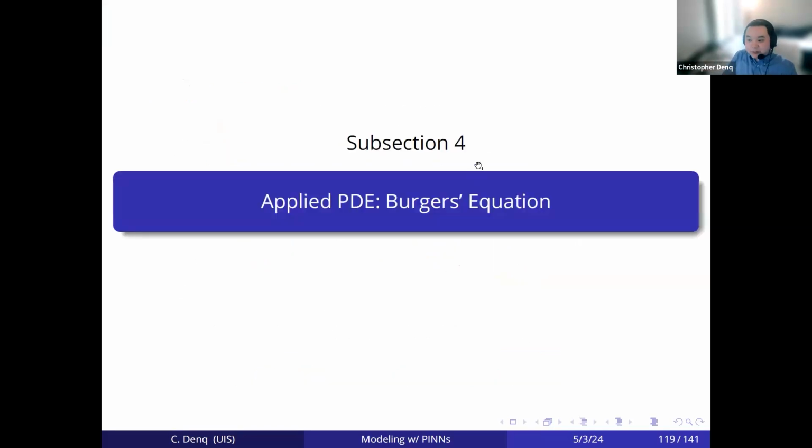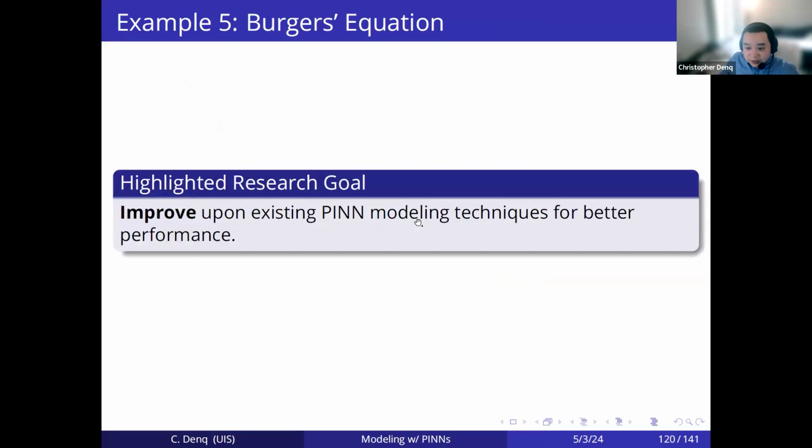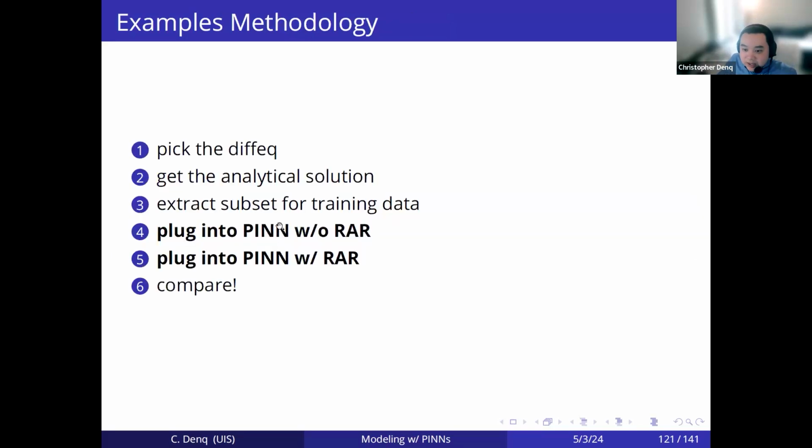And then the last example we want to go over was sort of the highest complexity example we had so far, which is the Burgers' equation. And specifically for this one, we wanted to try a different kind of research goal. And that was we were interested in seeing if we can improve upon the PINNs modeling technique. Because again, PINNs is so recent, right? So the change to this methodology was we wanted to test a specific technique called RAR and see if that helped improve the PINNs technique itself, the PINNs architecture.